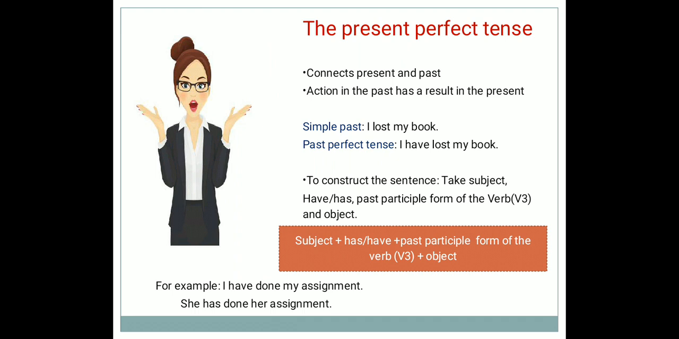To use this tense, you need to know how to construct it. To construct the sentence, we have to take the help of subject, helping verb have or has, past participle form of the verb and object. For example, I have done my assignment. She has done her assignment.